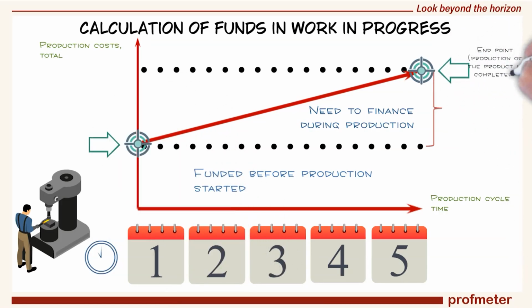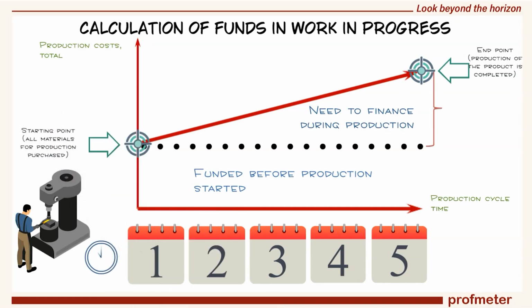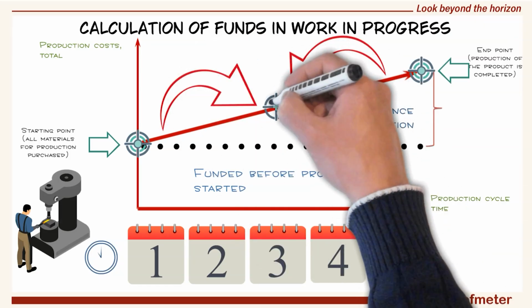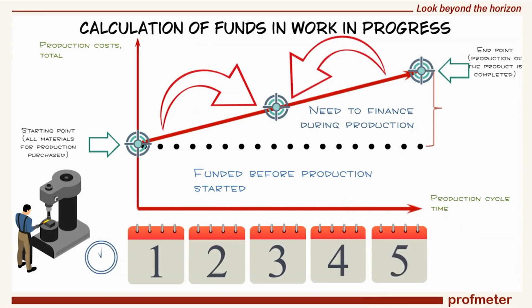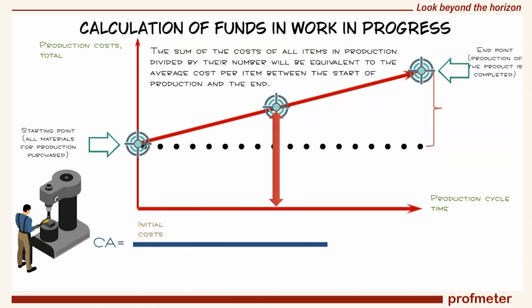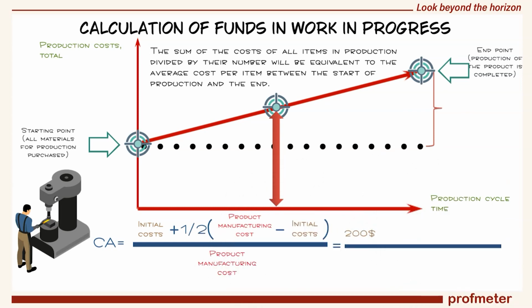At the end, we have a finished product. At the start, we're just getting to work. Now let's assume that on average, there's always a half-finished product in progress. This midpoint represents our cost accumulation coefficient. And from that, we get the formula. If we multiply production costs by this coefficient, and then by the number of items in progress, we'll find out how much money we actually need.